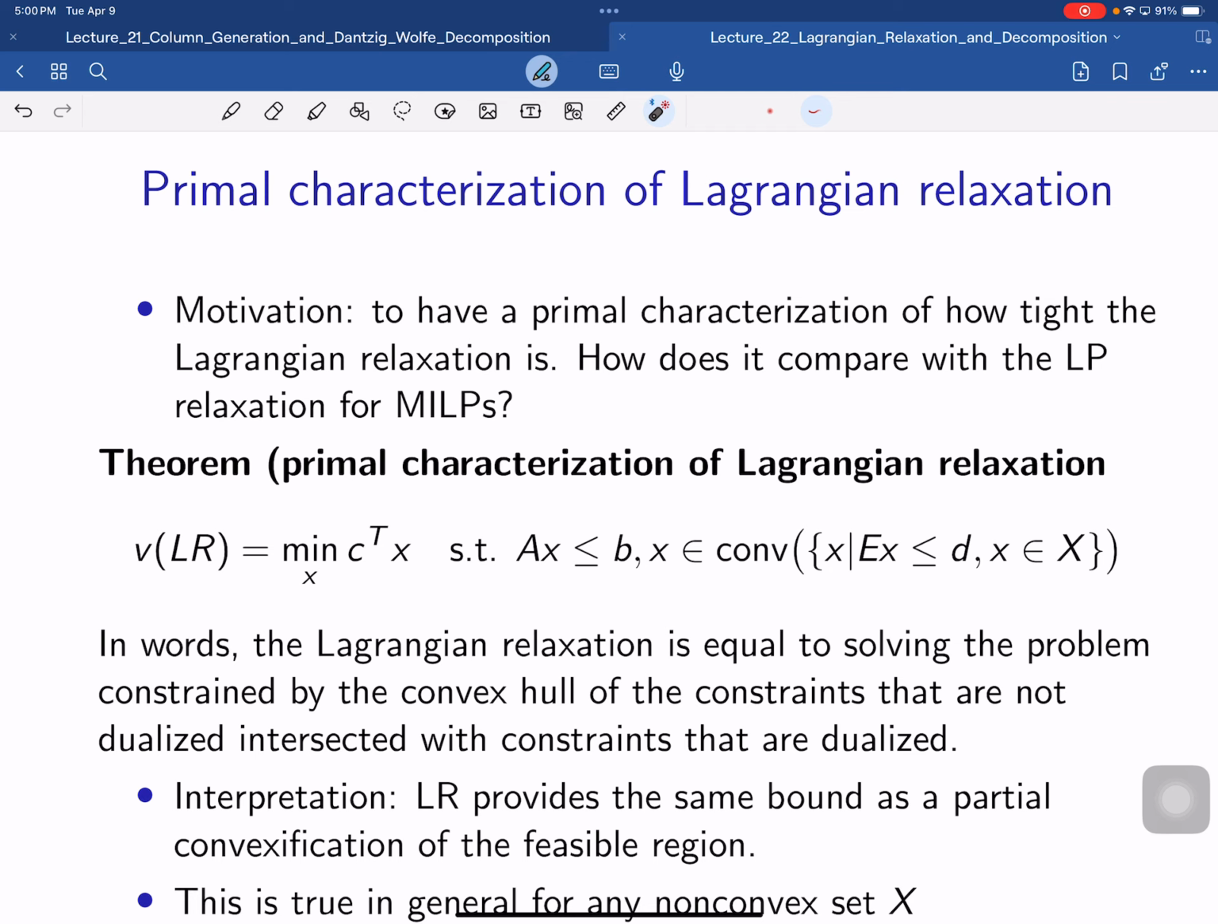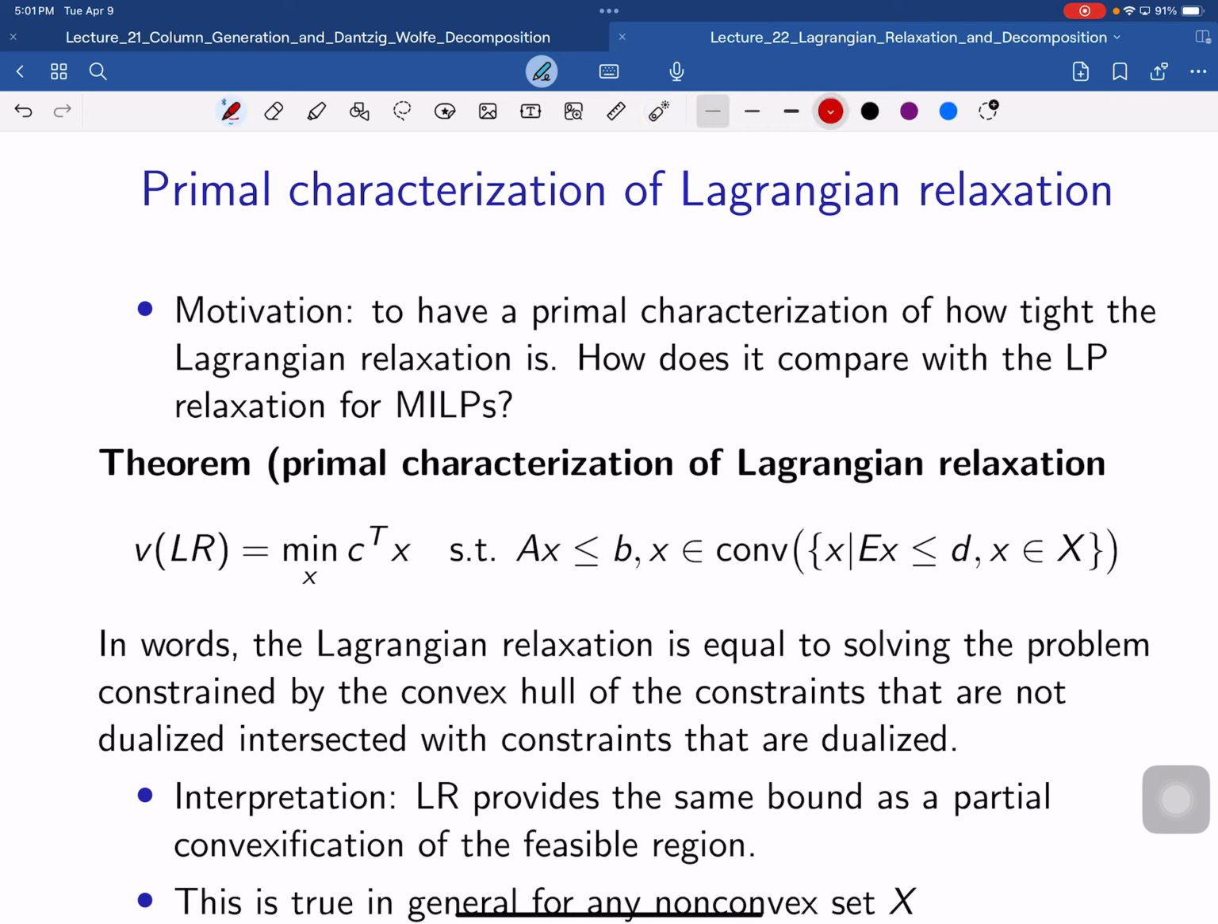Or maybe I can ask a question. With this primal characterization, can you show that the Lagrangian relaxation is weaker than the original problem? Or maybe can you show that this is stronger than the LP relaxation? Okay, so maybe I get you more confused.